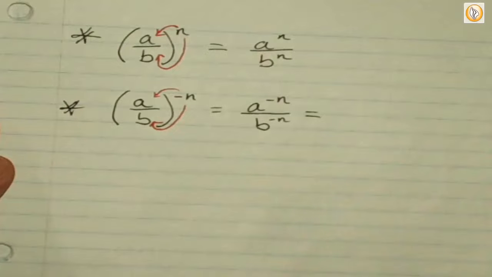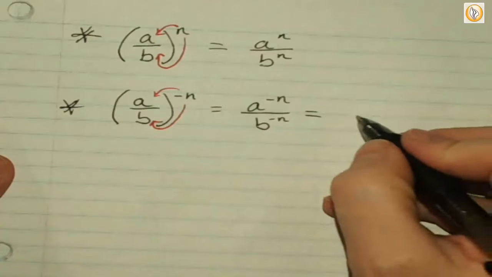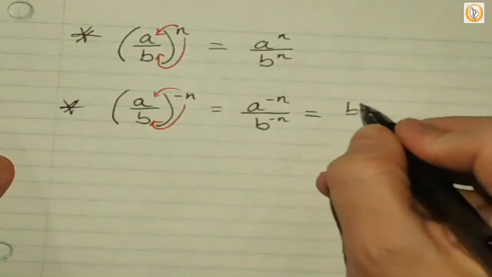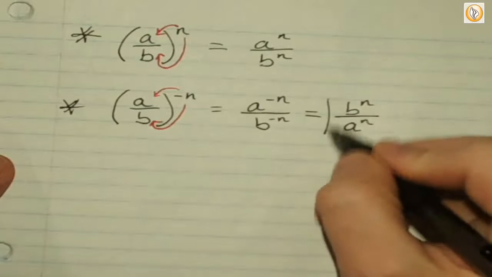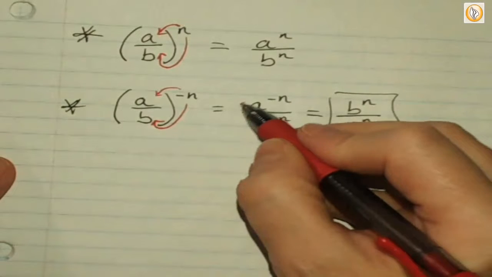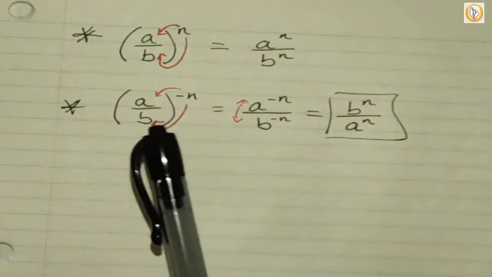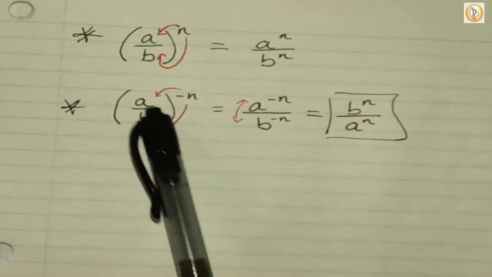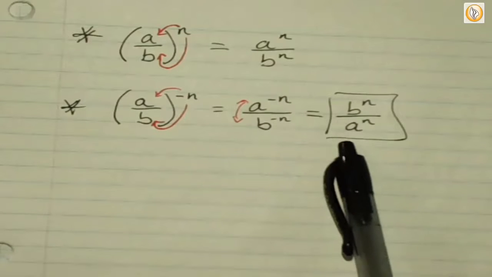Can I have negative exponents? No. So guess what we do? Switch it. This would be b to the positive n over a to the positive n. We would do a big old switcheroo. So you better have that written down. So good question, Whit. If you have a negative exponent, you apply it to the top number and bottom number, and then you switch it.